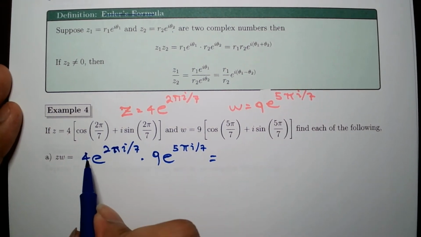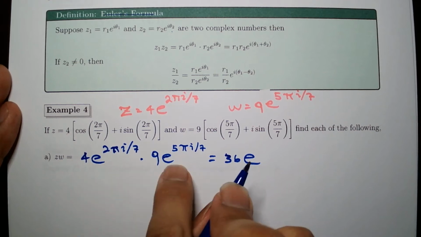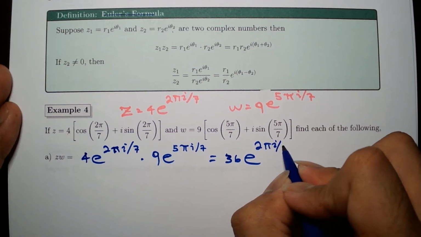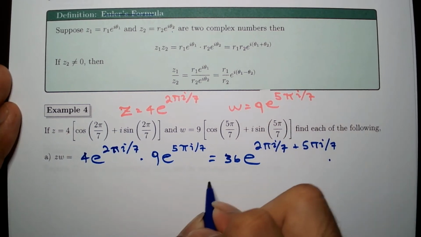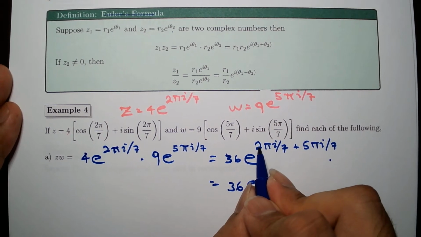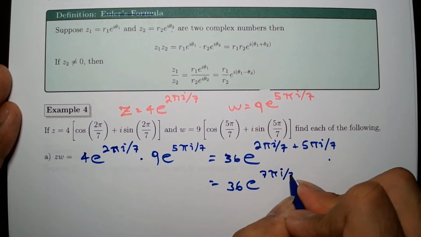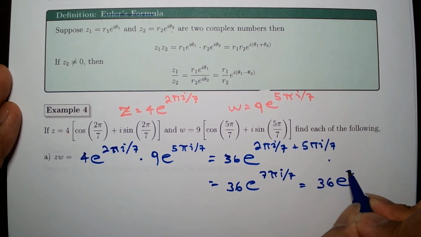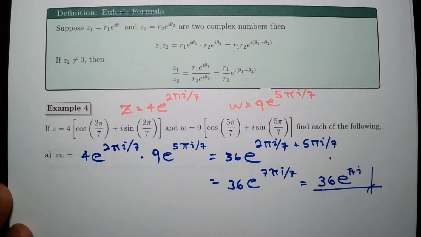So 4 times 9, multiply the coefficients, that's 36. For e, the same base, all we do is add the exponents: 2 pi i over 7 plus 5 pi i over 7. The final answer will be 36 e to the 2/7 plus 5/7, that's 7/7, but this reduces to e to the simply pi i. Now, this is the exponential representation.